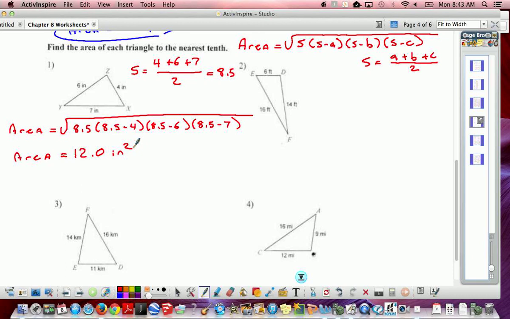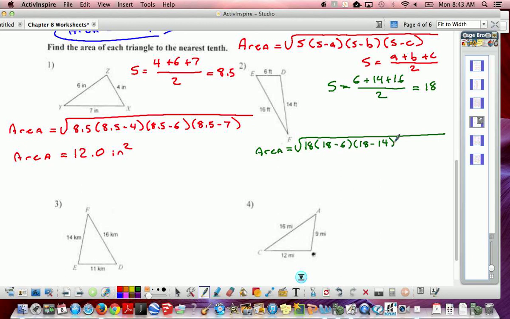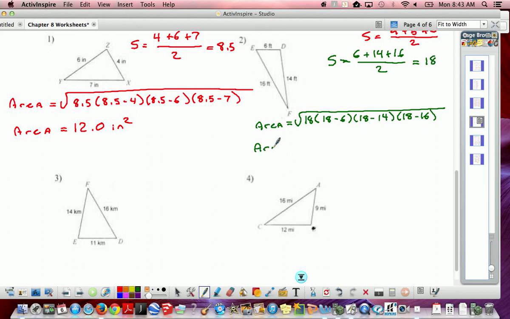All right, same process with number 2. Find the semi-perimeter first. So S is going to equal 6 plus 14 plus 16, all divided by 2. That one's nice because you get a semi-perimeter of a nice whole number, 18. So to find this area, we're going to take the square root of 18 times 18 minus 6, 18 minus 14, and 18 minus 16. If I plug that value into my calculator and take the square root of it, I get 41.6 feet squared.